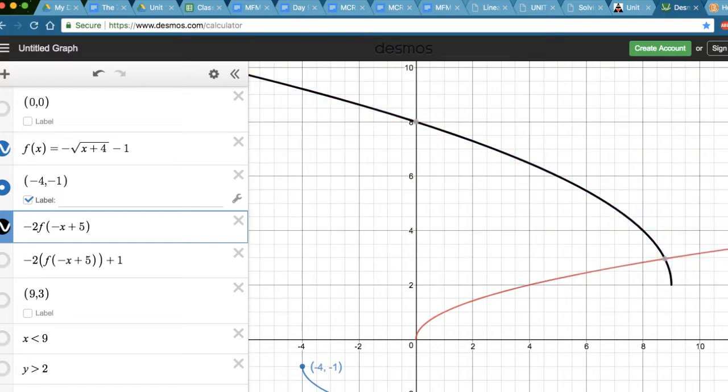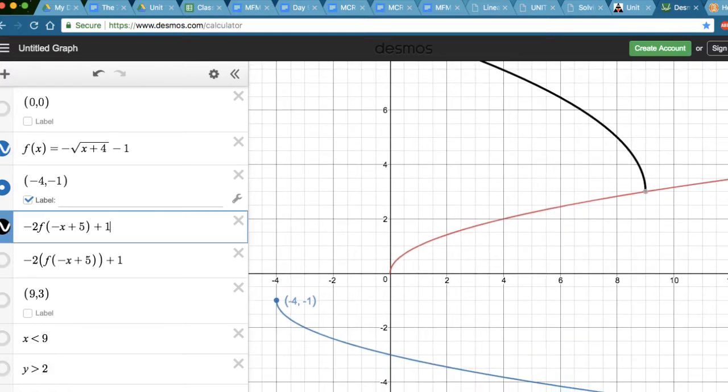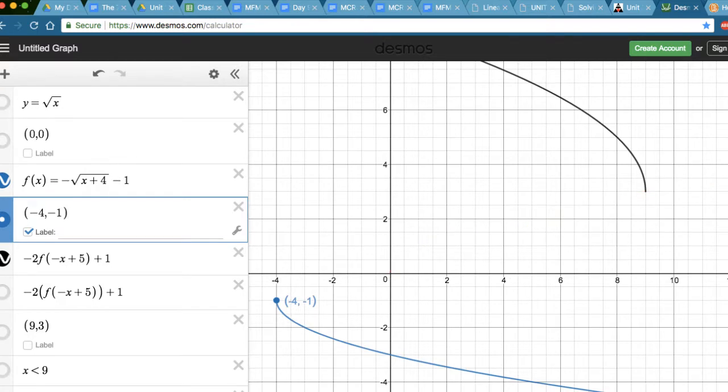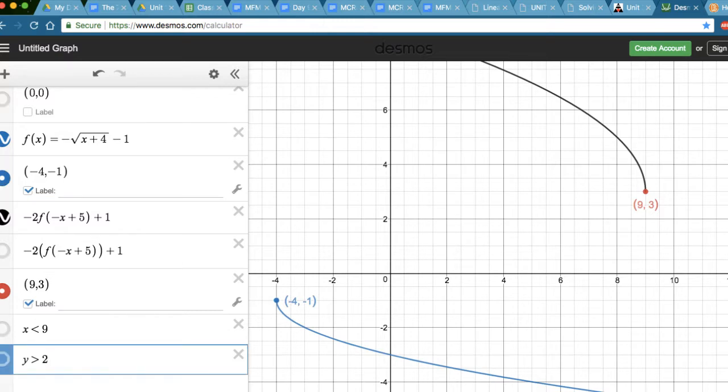Okay, so now let's add on the positive 1 at the very end over here. I'm also going to get rid of my original square root function there. And here I can now see that my new limit is over here at 9 and 3. So what happened is I have now a new vertical limit of greater than 3.